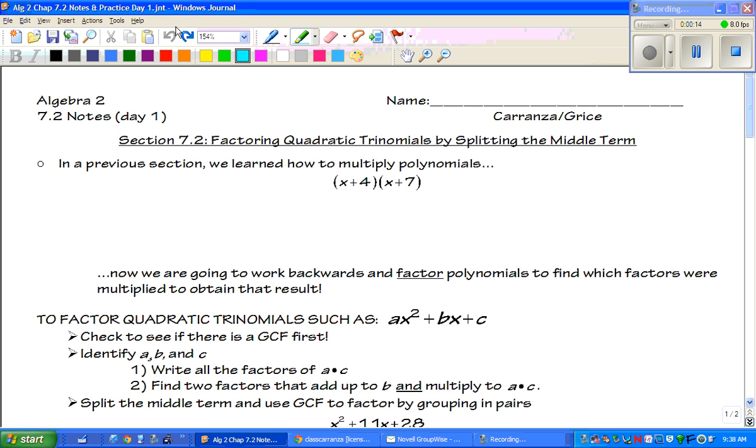Today we're talking about factoring quadratic trinomials by splitting the middle term. In previous sections, we learned how to multiply polynomials, and we learned that by two different methods. One was the FOIL method.